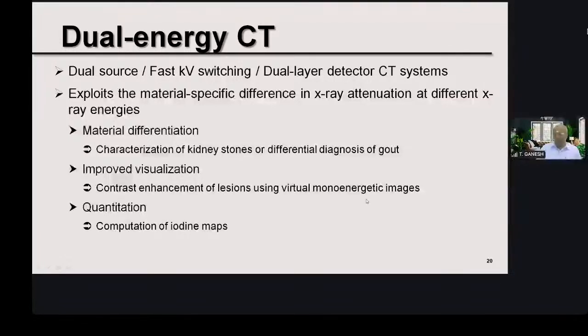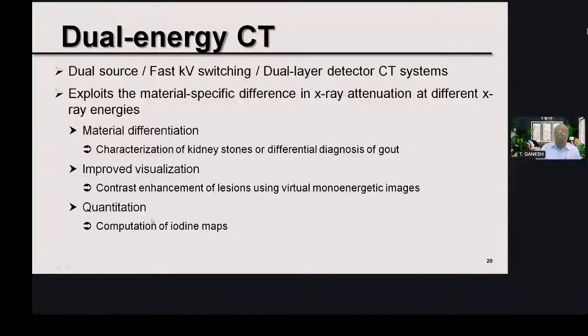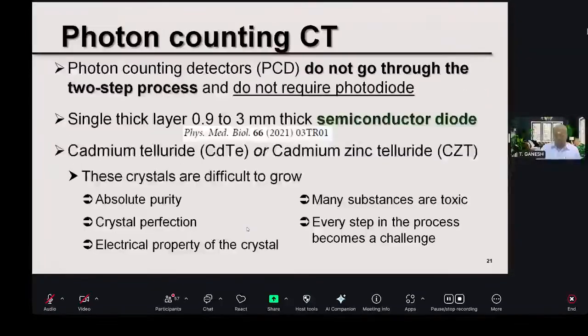We know that in diagnostic imaging we employ a spectrum of X-ray photons, but you can virtually create monoenergetic images using this dual energy CT. Similarly, you will be able to quantitate, in the sense that if there is a contrast medium in the patient, you will be able to compute the concentration level of that contrast media, and then you will be able to show iodine maps.